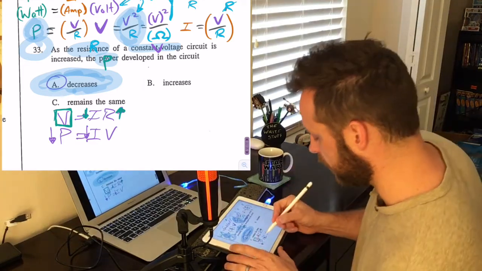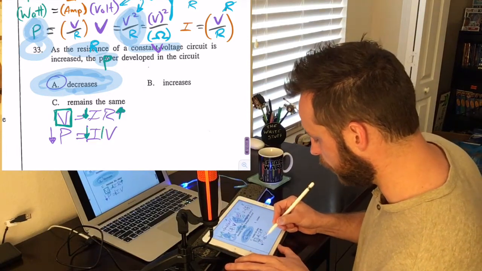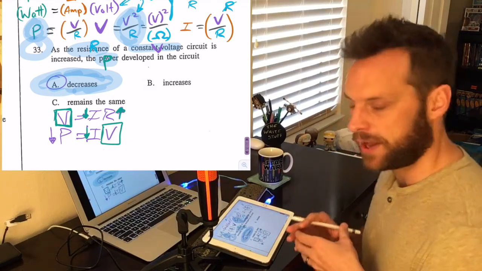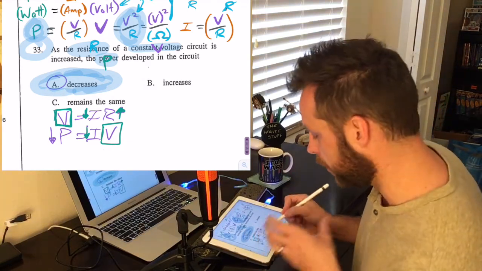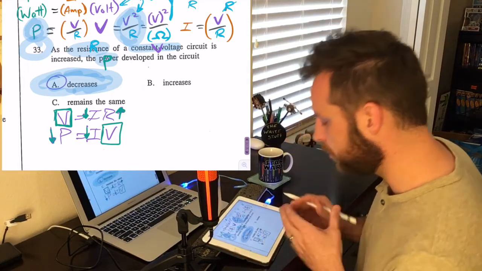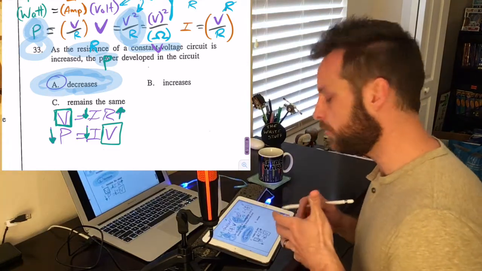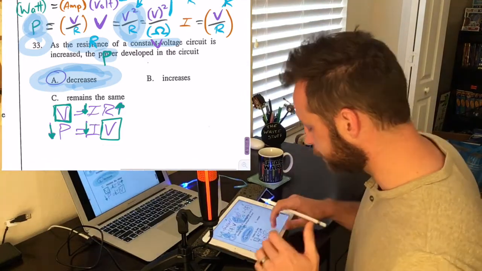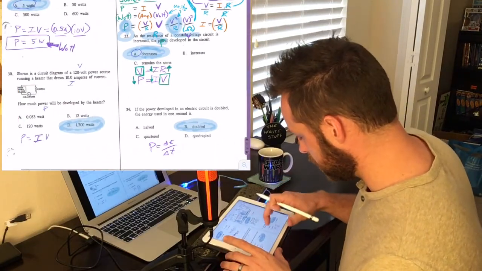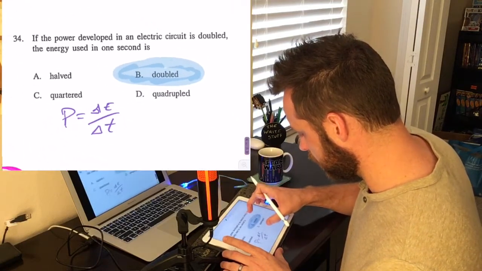Now carry that idea over into P I V. Now the current is getting smaller and the voltage is staying the same. So then what would have to happen to the product of those, the product being the power, would have to get smaller. And you can do an example of numbers, and if you'd like to see how to do an example of numbers, then you can check that out in our last video again. And so then let's take a look at number 34.